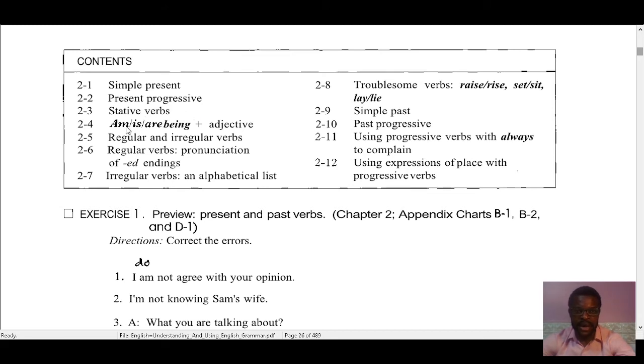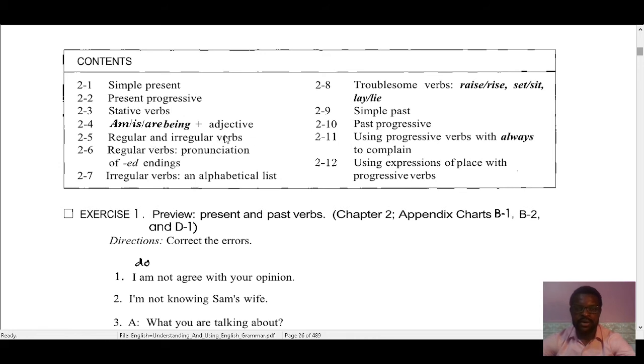Here we've got am, is, are, plus being, an adjective. So we'll be focusing on this particular one, which is highlighted. Remember our verb be, am, is, and are. Okay? So do we use them with being? So we're going to find out about all that. Then we've got our regular and irregular verbs.